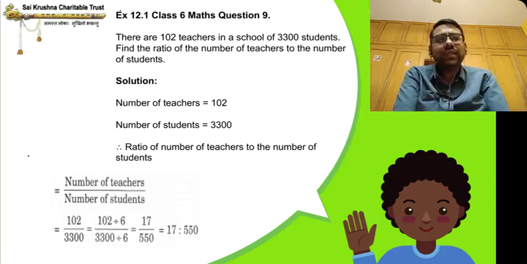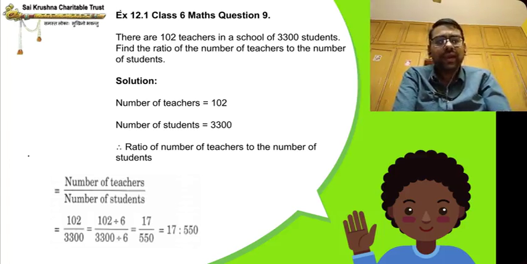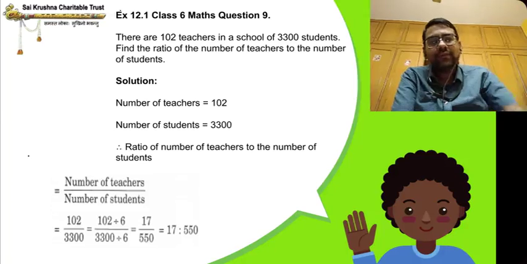102 by 3,300 is a fractional form of the ratio 102 is to 3,300. Now, both numerator and denominator will be divided by 6 here. Why 6? Why not 3? Why not 4? Can anybody tell me? Yes, because 6 is the HCF of 102 and 3,300. I told you in the fractions chapter, right? When you want to get the simplest form of a fraction, you have to divide by their HCF, which is 6 here. We'll get 17 by 550, which is a fractional form of the ratio 17 is to 550.